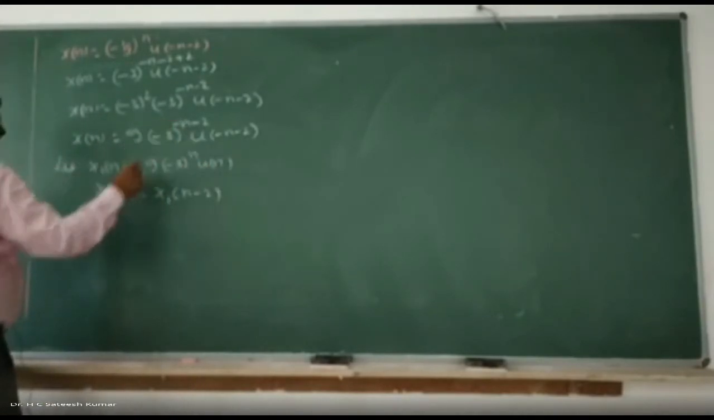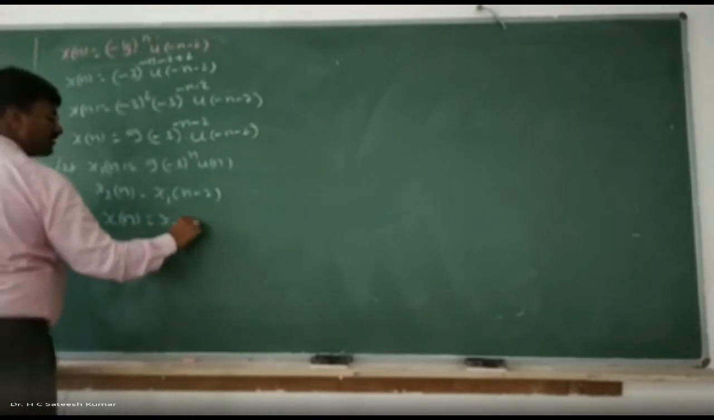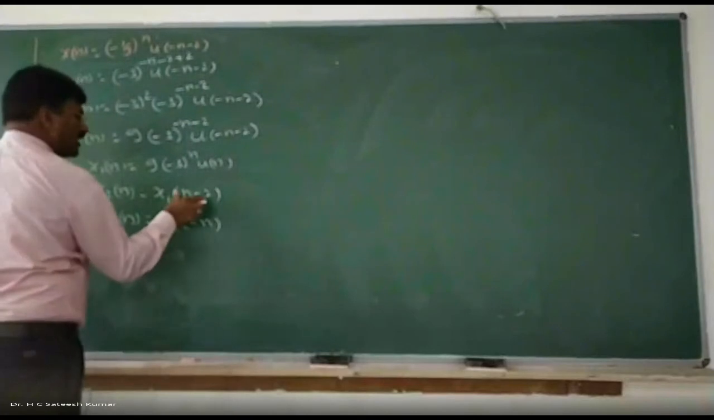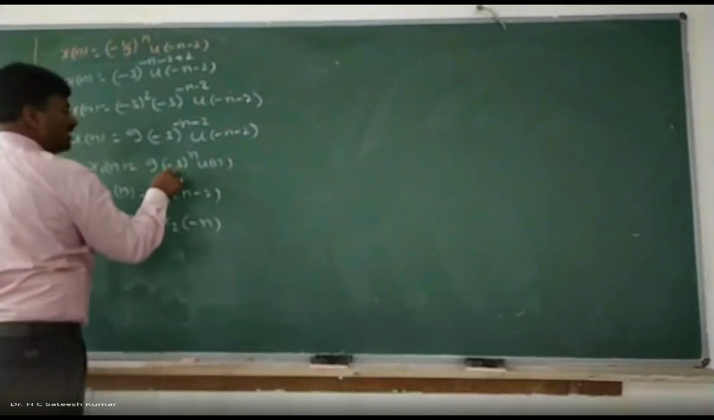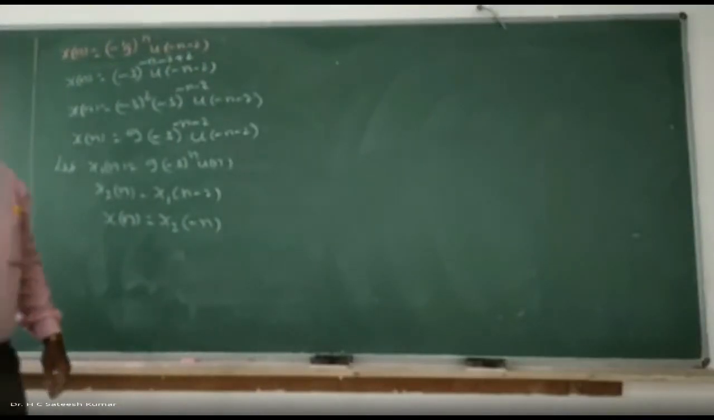Now I want minus n, no? Therefore x of n is equal to x2 of minus n. So that we will get it as what? Minus n minus 2. And then x1 of minus n minus 2 is what? (Minus 3)^(minus n minus 2) into u of minus n minus 2. That's how we should do it.